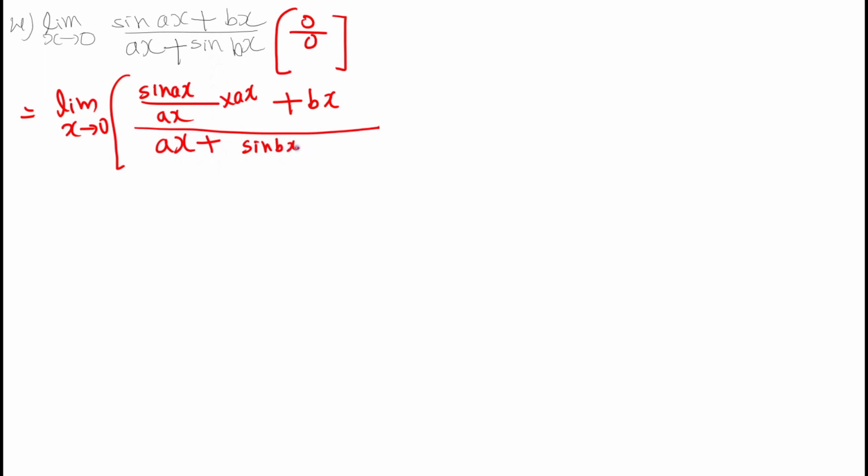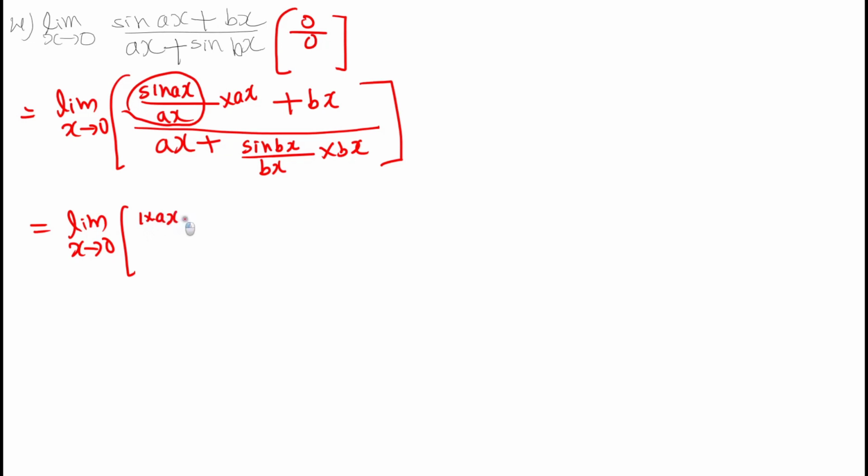To apply the formula, I want bx in the denominator, theta by theta or x by x. So bx by bx, and to balance the equation, multiply by bx. The limit extending to 0 will remain the same. See, sin ax by ax, the limit is outside, right? So its value is 1 into ax plus bx divided by, here see again this much value bx by bx, its value is 1, so that ax plus 1 into bx.